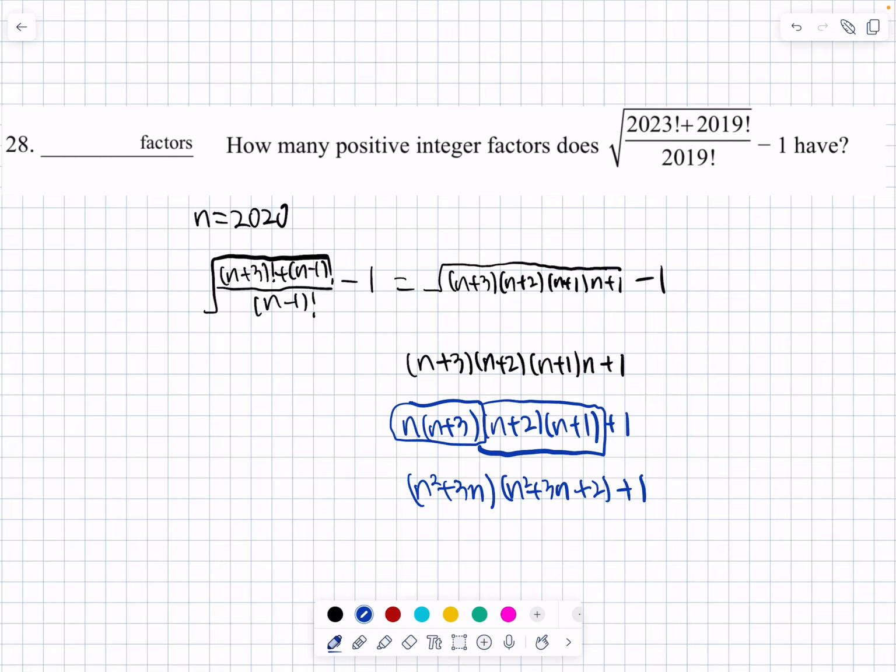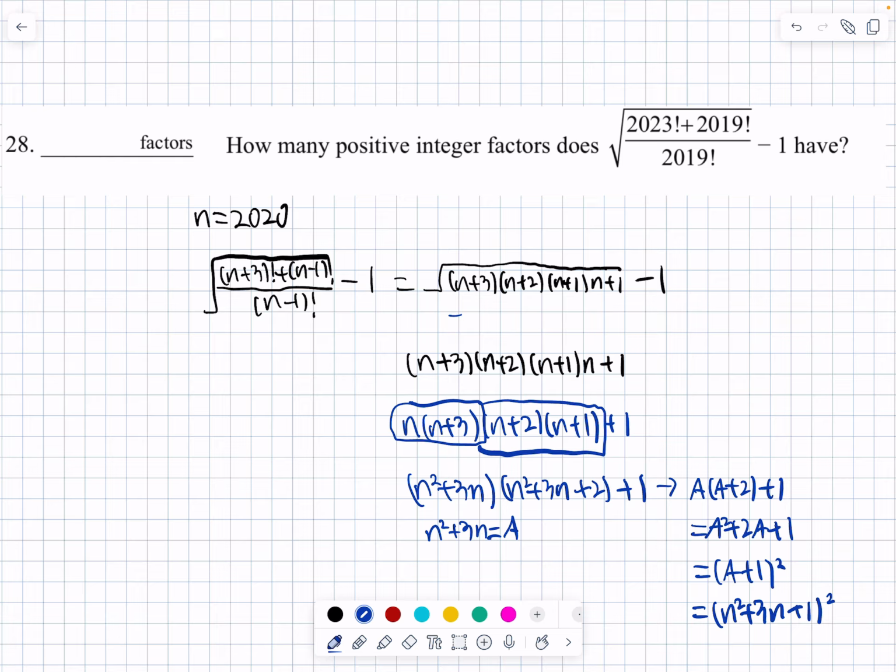Now we can see that n squared plus 3n occurred twice. If we convert n squared plus 3n to a, you can see this equation is a times a plus 2, then we add 1, which equals a squared plus 2a plus 1. We can simplify this to a plus 1 whole squared. Since a is n squared plus 3n, we can change this to n squared plus 3n plus 1 whole squared.